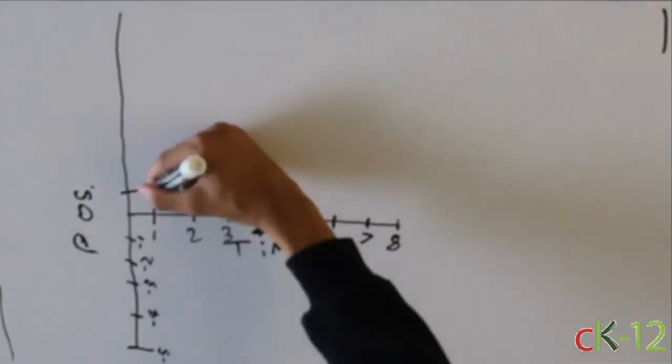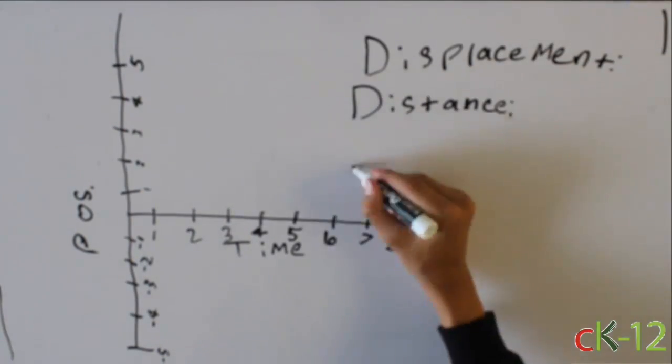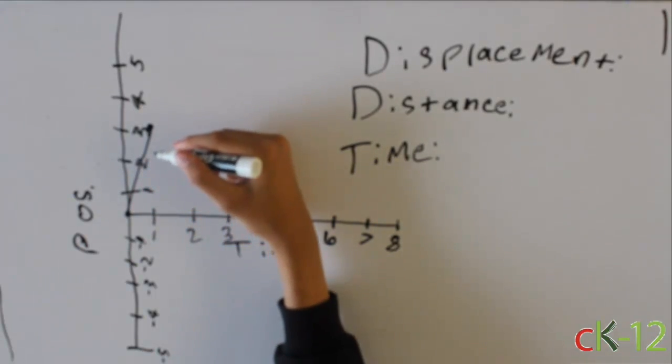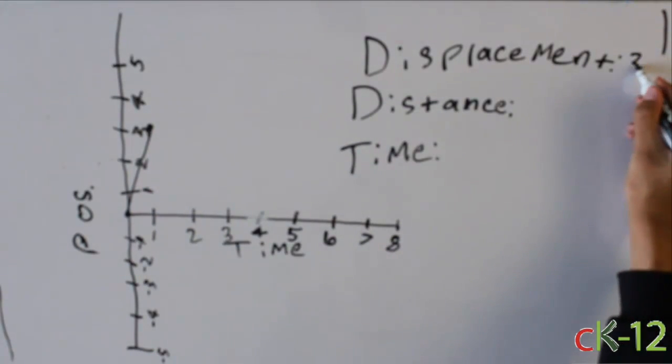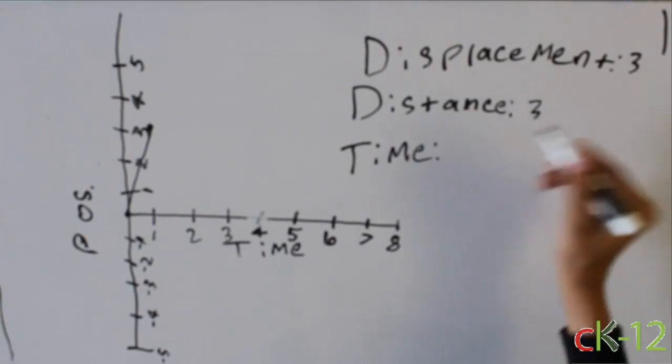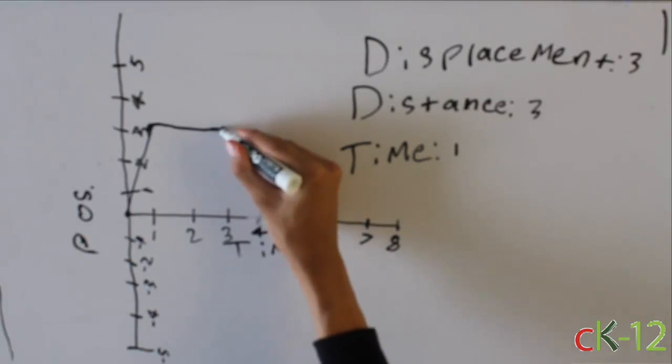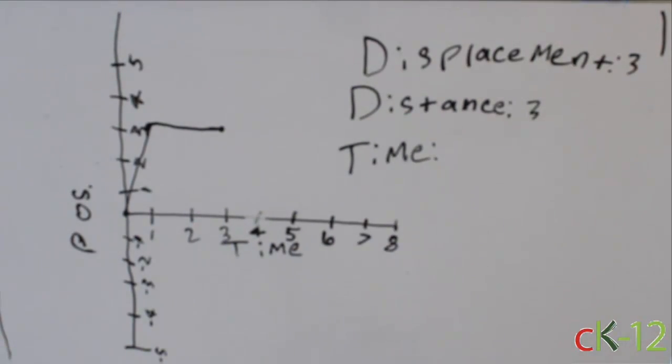So now let's add the component of time. Let's say the car starts at position 0 and goes 3 meters to the right in 1 second. Now its position is 3, and its displacement is +3 meters, along with its distance. Now the car stops for 2 seconds, so it remains at position 3, and now 3 seconds have passed.